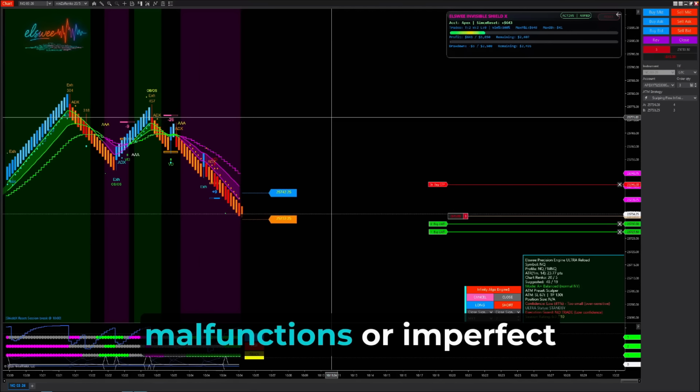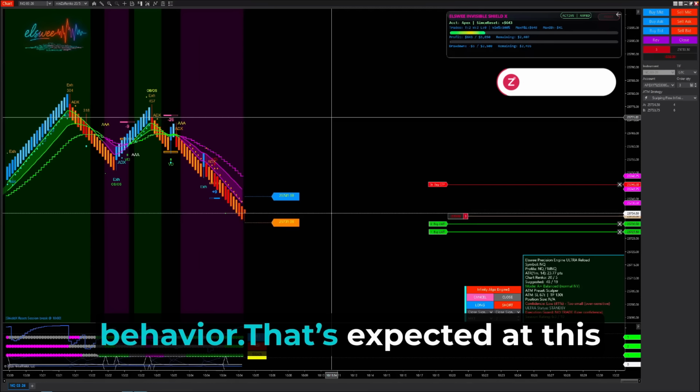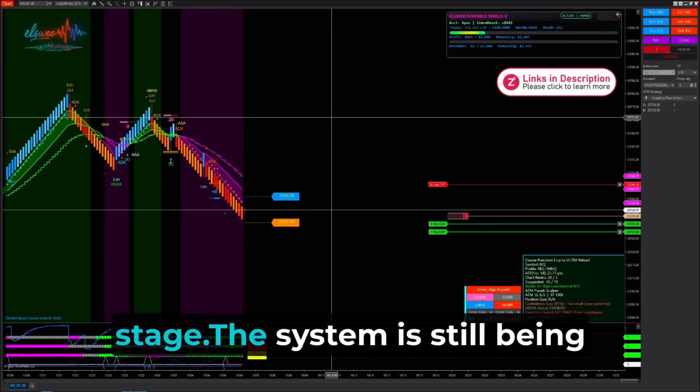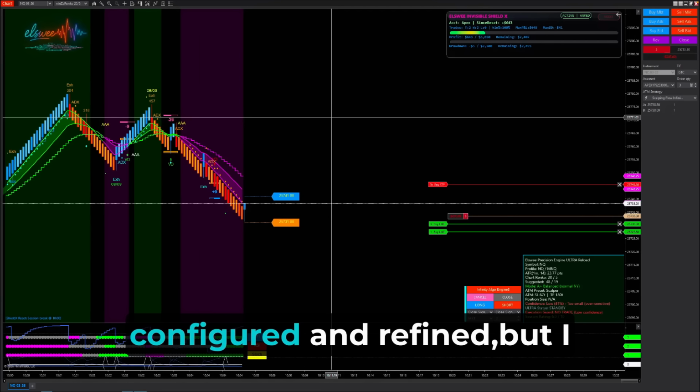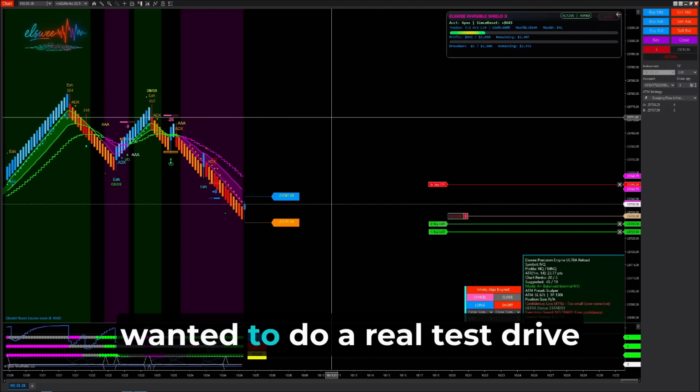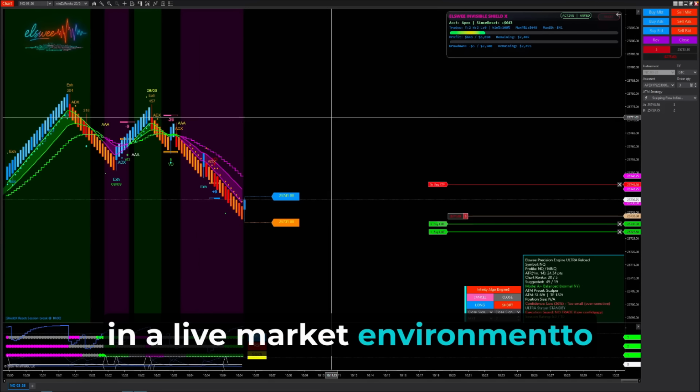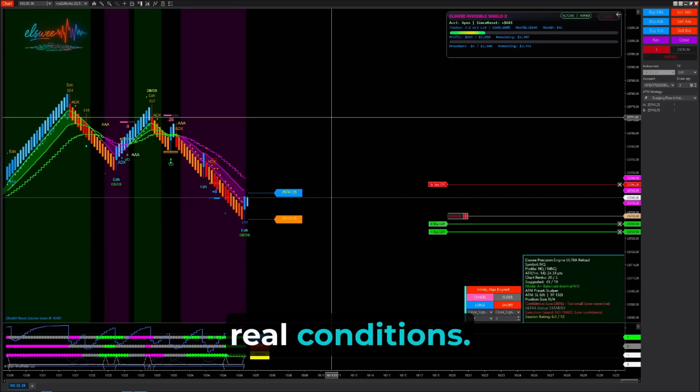You may notice some malfunctions or imperfect behavior. That's expected at this stage. The system is still being configured and refined, but I wanted to do a real test drive in a live market environment to see how it behaves under real conditions.